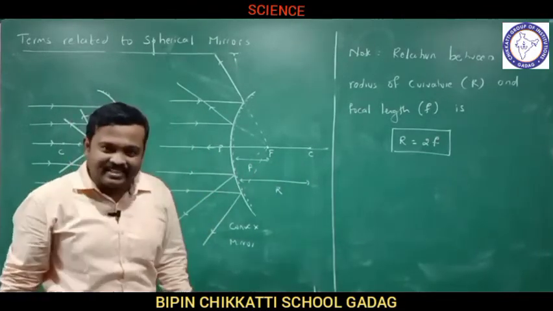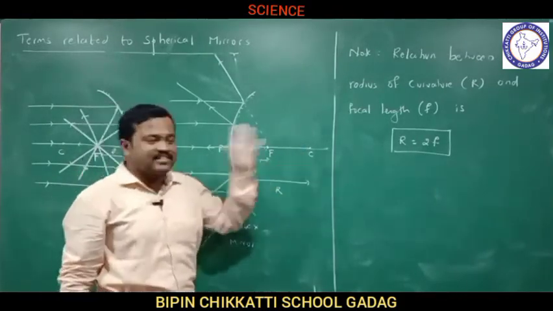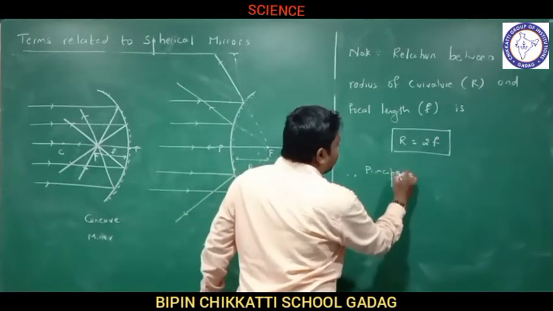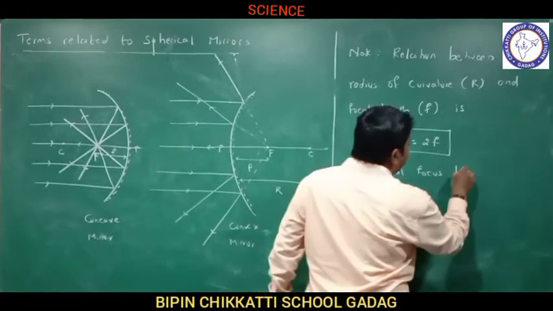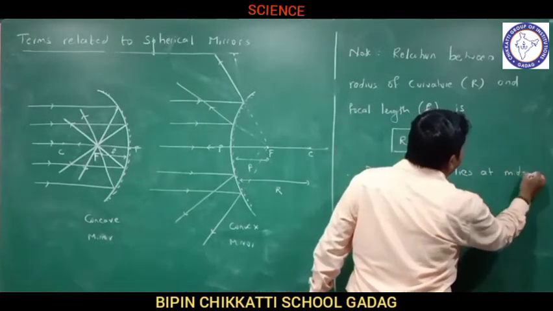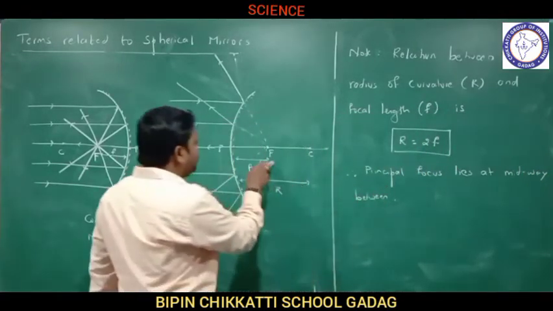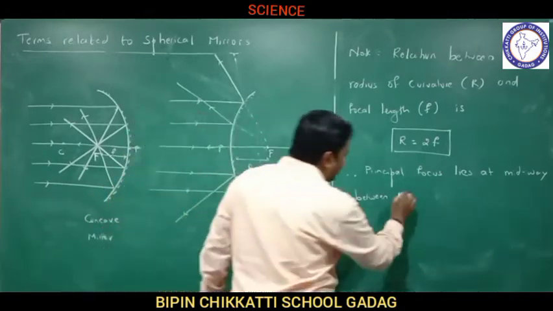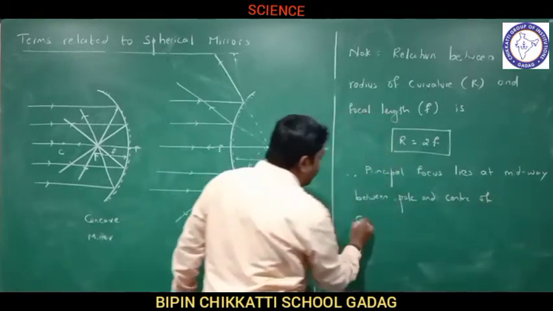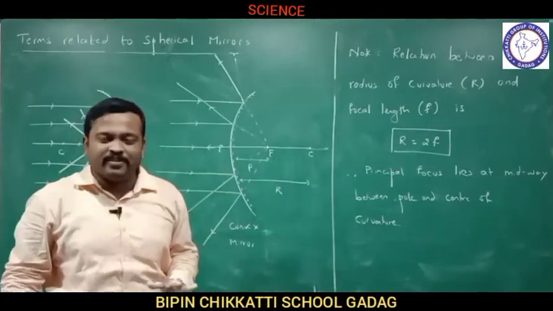By this I can say F lies exactly at the midway between pole and center of curvature, right? Therefore, where does the principal focus lie? Principal focus lies at midway between pole and center of curvature. Do you understand? It is exactly at the midway, right? It's simple now.